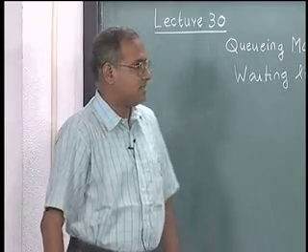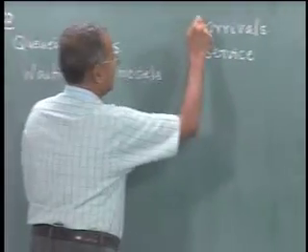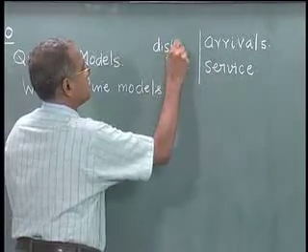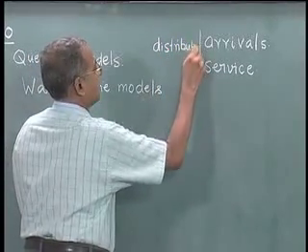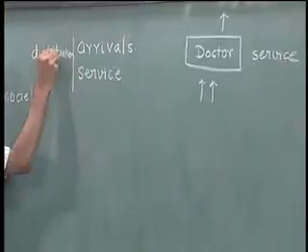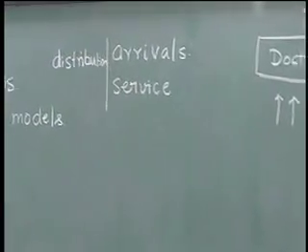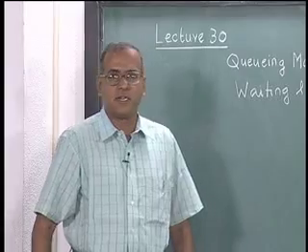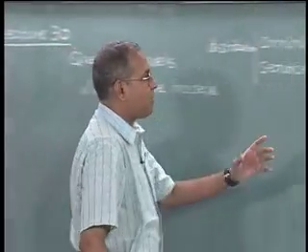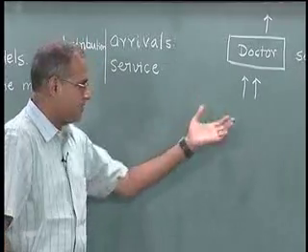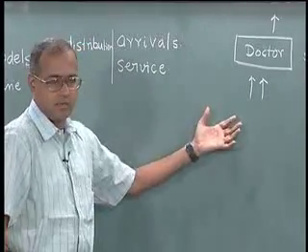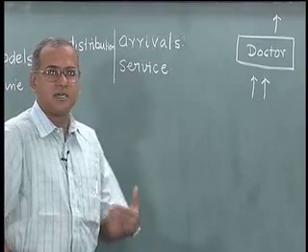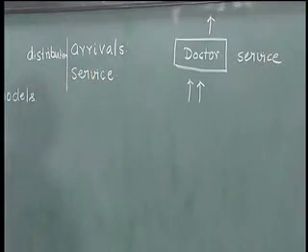What characterizes this queuing system or what makes it a little different from the earlier models that we have seen is the fact that these arrivals and service are assumed to follow some distributions. They are not deterministic, but they are assumed to follow certain distributions. So, people arrive according to a certain distribution. The service is also provided according to certain given distributions.